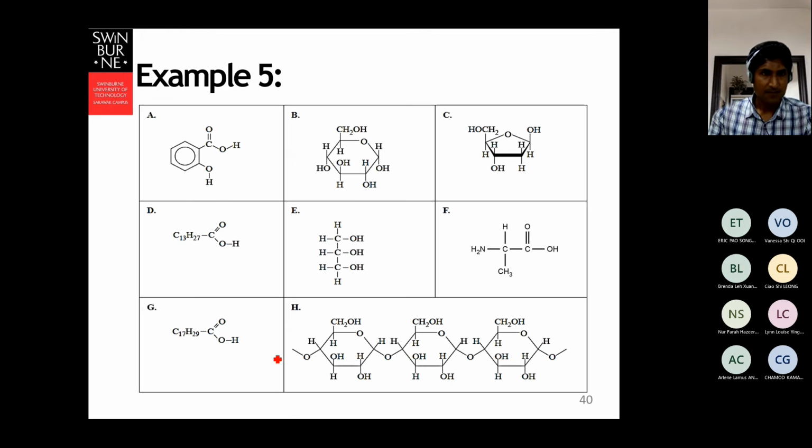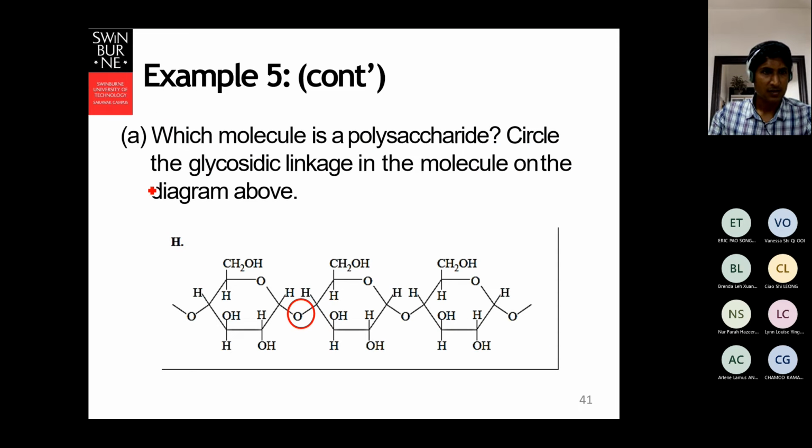Okay, you know this answer actually. So example 5 says: A, B, C, D, E, F, G, H, I, J, K, L, whatever, which molecule of polysaccharide, circle the glycosidic link on the diagram above. It's already here. This is a glycosidic link, and to me it looks like a starch, isn't it? It isn't starch. It would be cellulose if this CH2 was moved to here and hydrogen goes to there. So every unit is alternating.